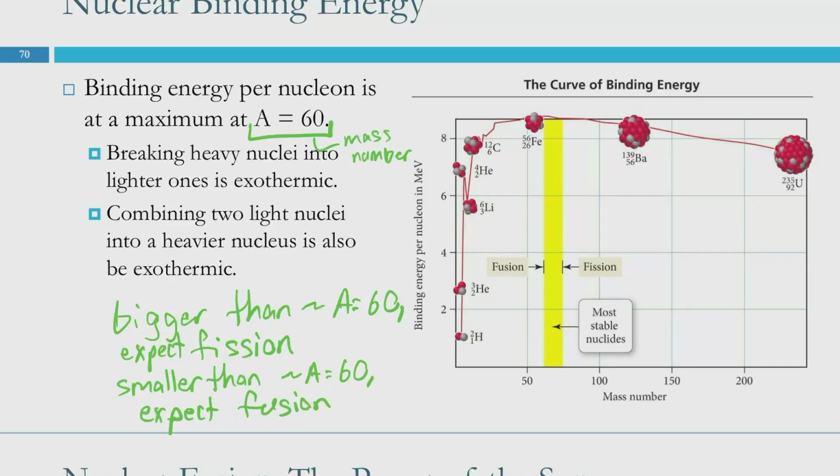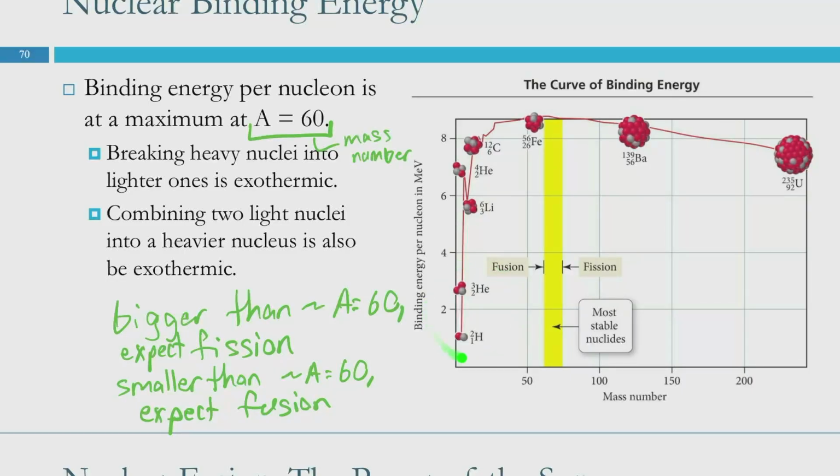They'll release energy when you break them apart. So when uranium-235 and barium-139 undergo fission, they release energy because they're becoming more stable. They're decreasing their energy by increasing their nuclear binding energy.